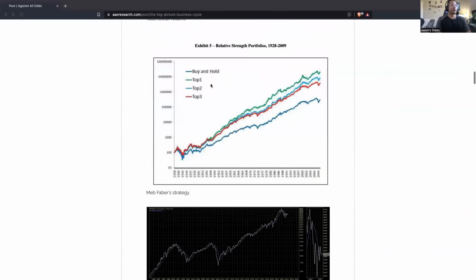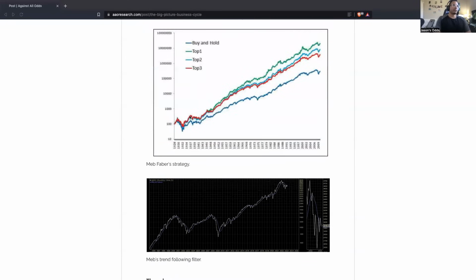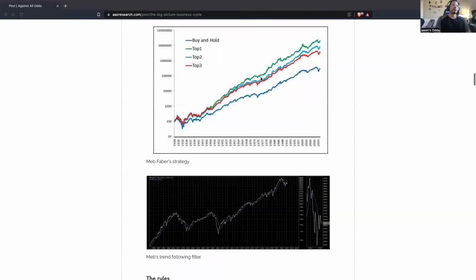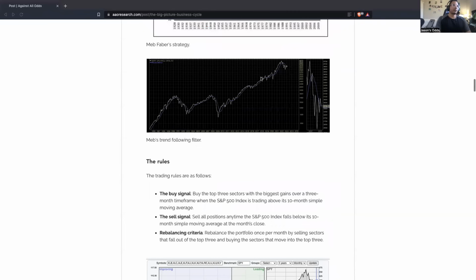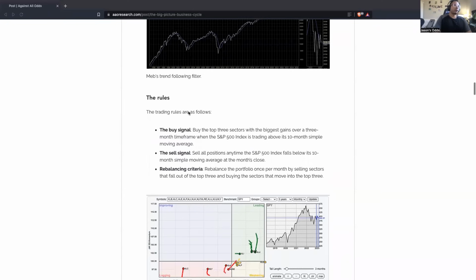And so basically this is the chart of the strategy. This is buying and holding a broad market. And this is the strategy that we're going to look at with Meb Faber. The strategy with Meb Faber is here, meaning we're rotating into the top 4 sectors. What we need to do is look for this trend filter, meaning when we're above the 10-day moving average, we're buying the top 4 sectors. When we're below, we're not buying the top 4 sectors. We're going to be long something like treasury bonds. That's the way his model works.